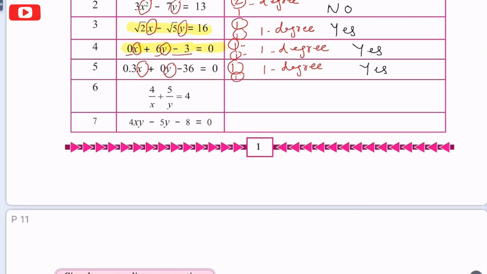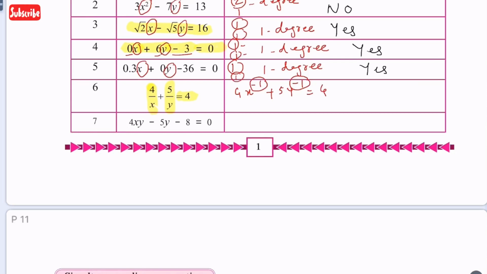The sixth one, 4 upon x plus 5 by y equal to 4. Now we can write this equation as 4 into x raised to minus 1, taking x from the denominator to the numerator, plus 5 into y raised to minus 1 equal to 4. Index of x is minus 1. Index of y is also minus 1.